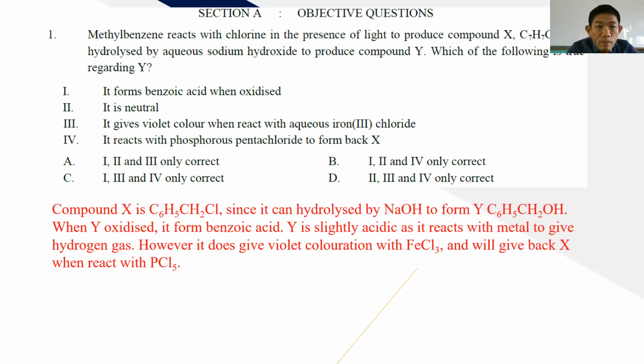Saying that it forms a benzoic acid when oxidized is true because it can be oxidized. Saying it is neutral is not correct because it's slightly acidic, and it gives violet color when reacted with aqueous iron trichloride. This is one of the chemical tests to test the presence of phenylmethanol. And it reacts with phosphorus pentachloride to form back X, which is also correct. So in here, the best answer is 1, 3, and 4. So your answer is C.